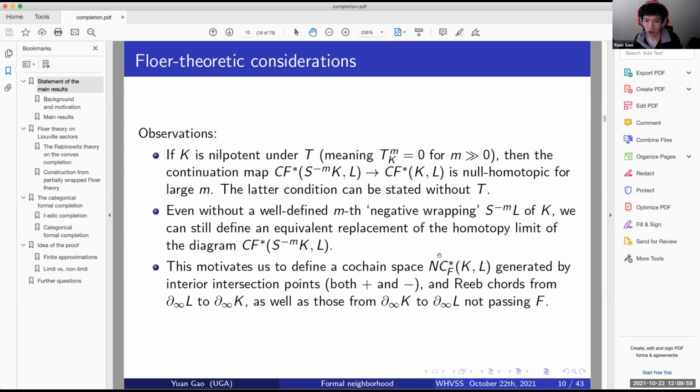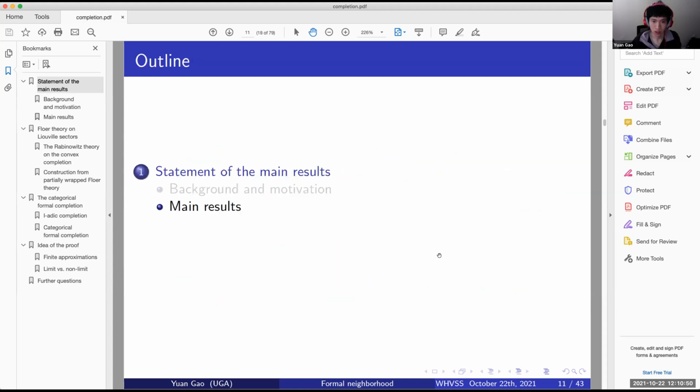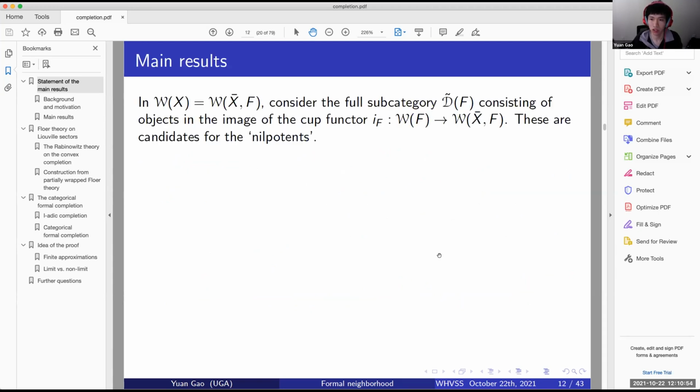Okay, so we're going to introduce a cochain space, which I denote by NC of K with L. More precisely, it is generated by intersection points of K with L, but include two copies where you perturb K, both by a small positive perturbation and a small negative perturbation, as well as Reeb chords on the boundary from L to K, and also those from K to L, but not passing F. So it's some kind of mixture of partially wrapped Floer theory of K with L, and also the fully wrapped Floer theory of L with K. I'll give a more rigorous definition in the second part of the talk.